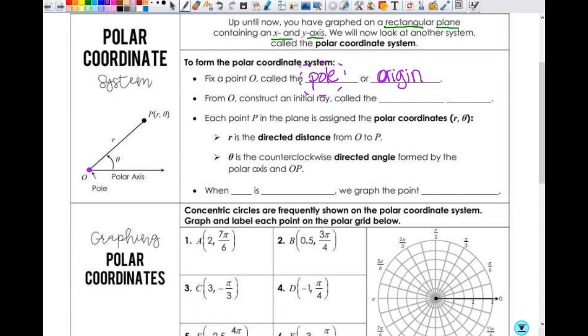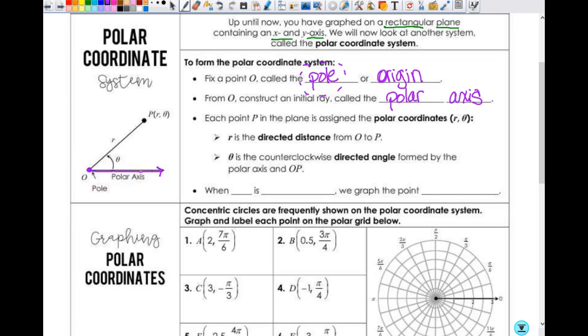Okay. From O, you construct an initial ray, which would be like the positive x-axis part of that, and it is called the polar axis. So where in the rectangular coordinate system you have 2 intersecting lines and you basically have 4 rays coming off the origin, the only axis you have is this one ray right here.